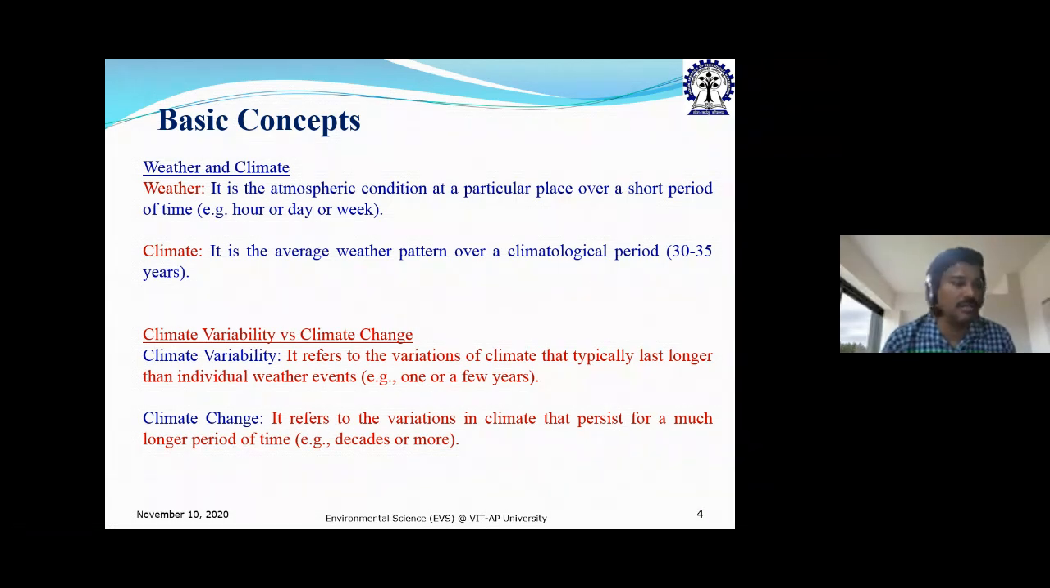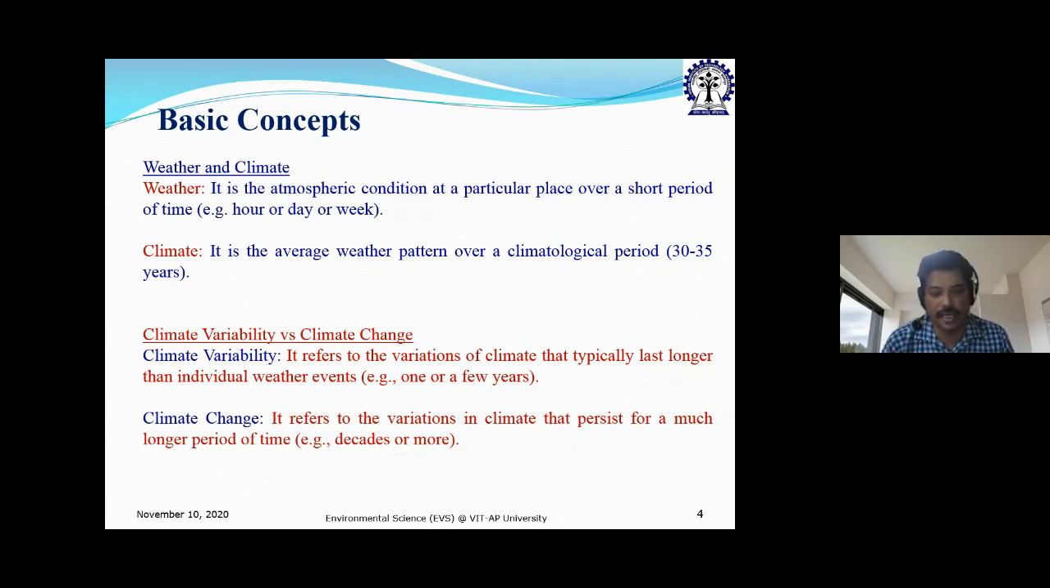Weather, as we know, is the atmospheric condition at a particular place over a very short period of time. This very short period of time may be at a scale of an hour or a day or maximum up to a week. So what is the weather today? Weather is changing rapidly. That kind of terminology we generally utilize.